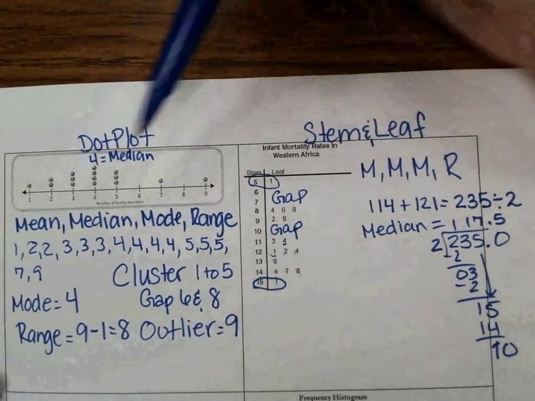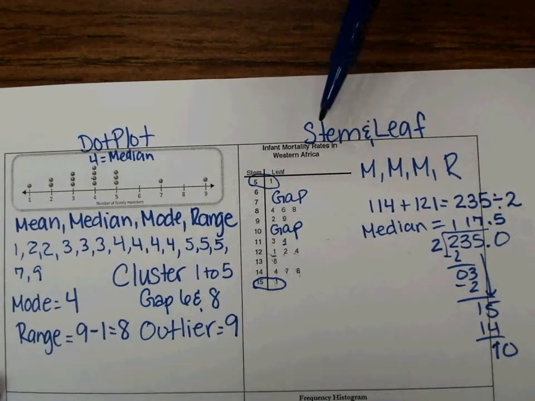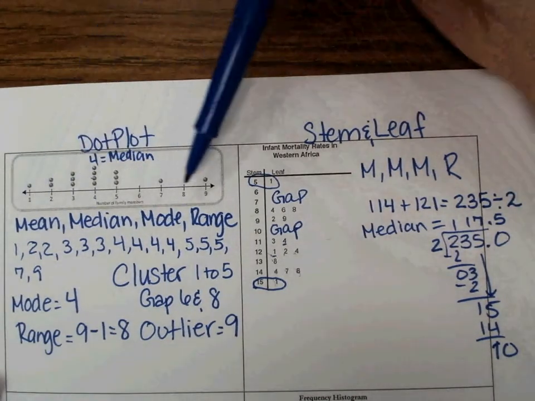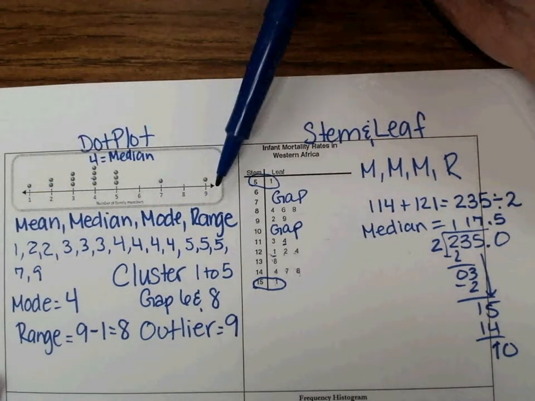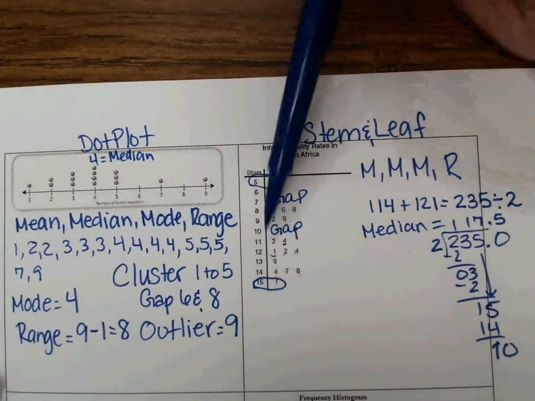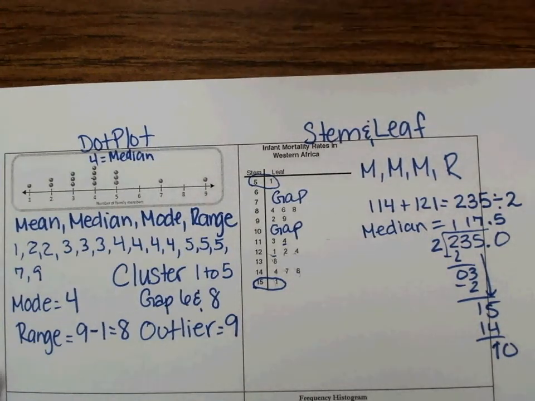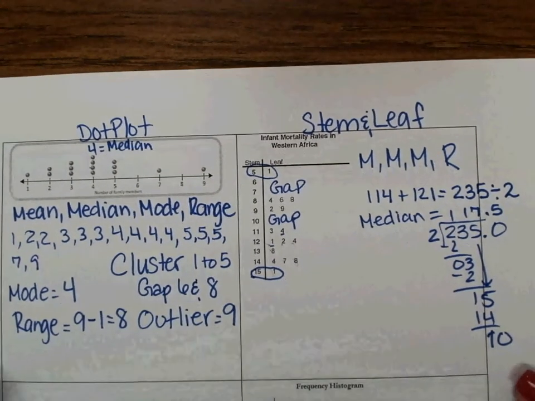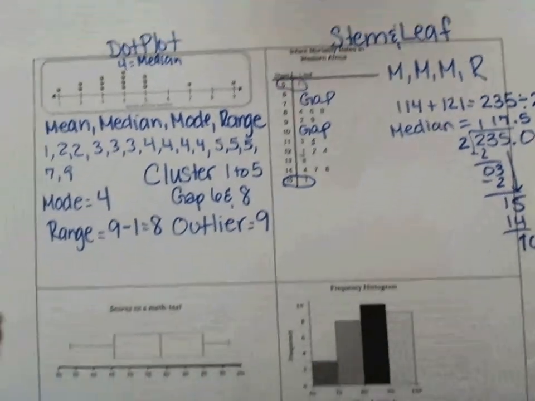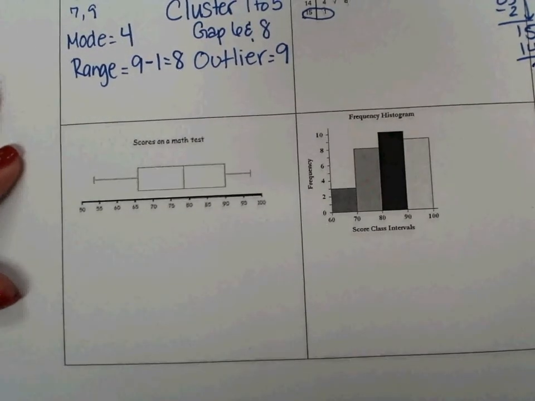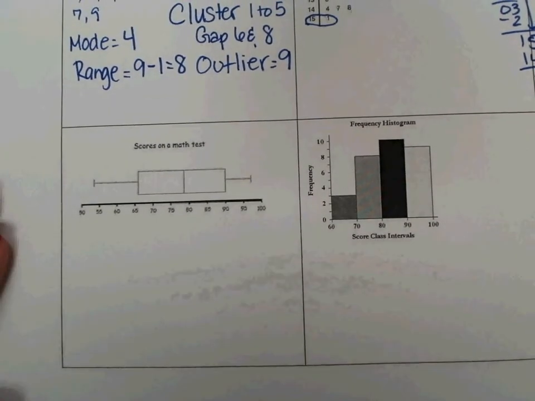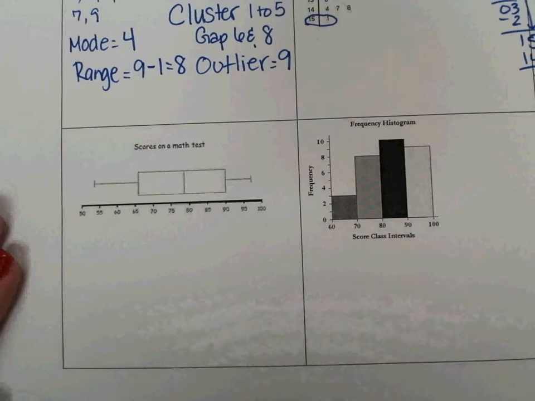Dot plots and stem and leaf, the one thing I want to warn you on is that our number lines for dot plots have to include every number. Our stems have to include every stem from our smallest to our largest, so we can see these gaps. Okay, so those are the ones that can give us the most information. Our other two, the histogram and the box plot, do not give us as much information.